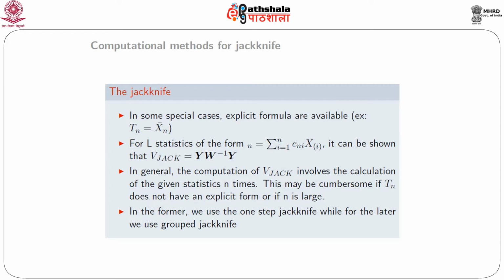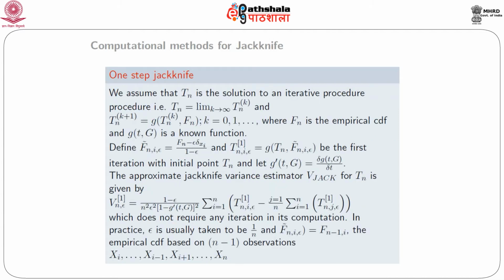So, in general, the variance of the jackknife estimator involves the calculation of the given statistic Tn, n times. Now, this may be cumbersome if Tn does not have an explicit form, or if n is large, because then the same thing needs to be computed n times. Now, one can use the one step jackknife procedure to at least bypass some of the computational burden.